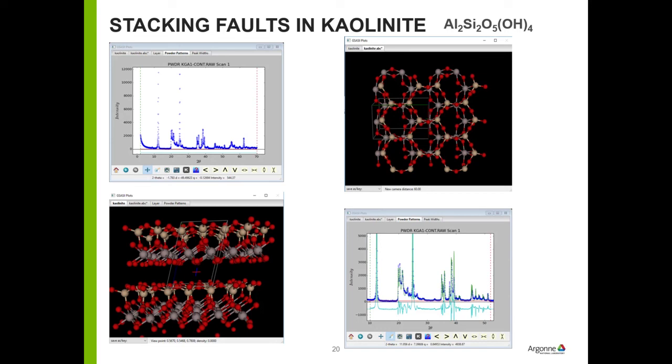Here's a top view of the same sort of thing. You can see how the pairs of rings are arranged. And so you can do the simulation in DiffX, and here's a reasonable simulation of the powder pattern with the model showing some proportion of stacking in various directions.